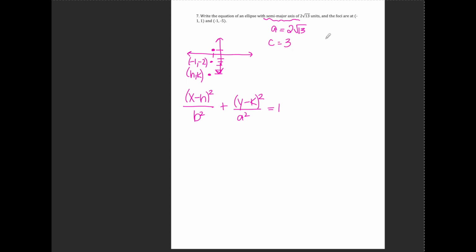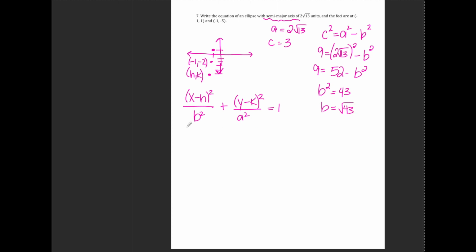And now I can use a and c to find b. So c squared is equal to a squared minus b squared. 3 squared is 9. a squared, so if I do this without a calculator, 2 root 13 squared. I know that root 13 squared is 13. 2 squared is 4. And 13 times 4 is 52. So now I have 9 equal to 52 minus b squared. So b squared is equal to 43, and b is the square root of 43.